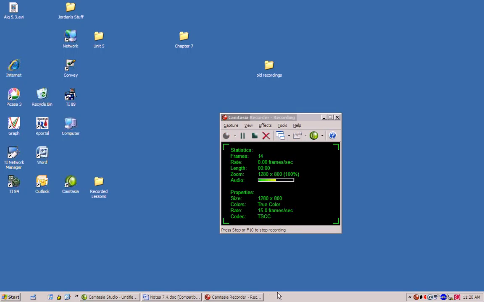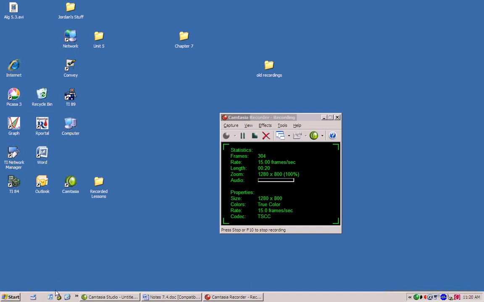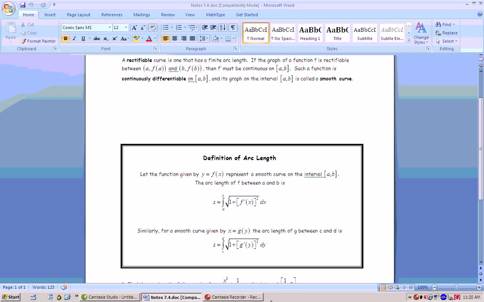Okay, back in 7th or 8th grade, you probably learned how to find the distance between 2 points using the distance formula. But that was the distance between 2 points on a very straight line. Well, calculus allows us to find the distance along a curve. And that is called arc length.